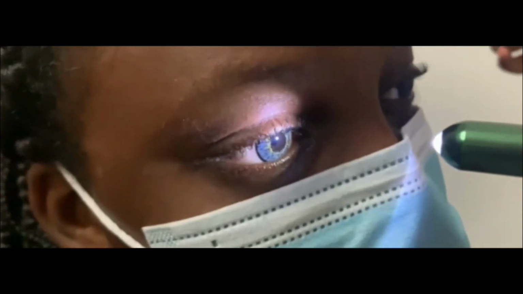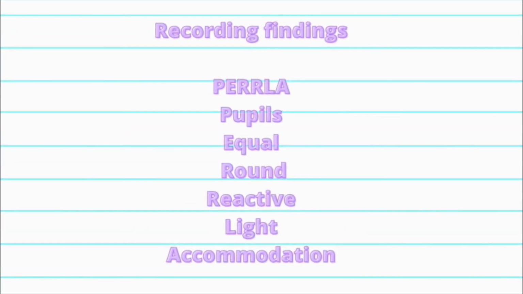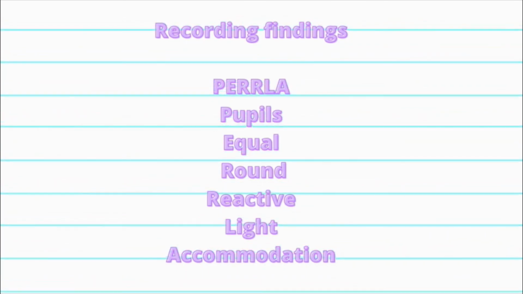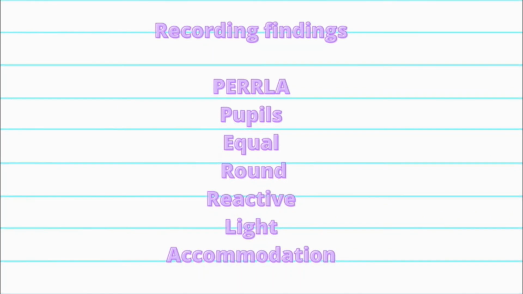Okay, finally, the recording. How do we record what we find? We record this as PERRLA. The pupils are equal, they are round, they are reactive to both light and accommodation. So we check the pupil size, the shape of the pupil. Are they round? Are they equal in size? Do they react to light as we did in the test? And do they react to accommodation? That is a near target.